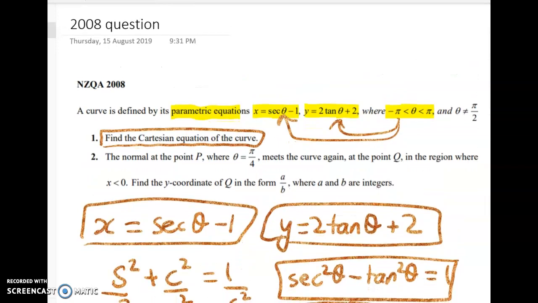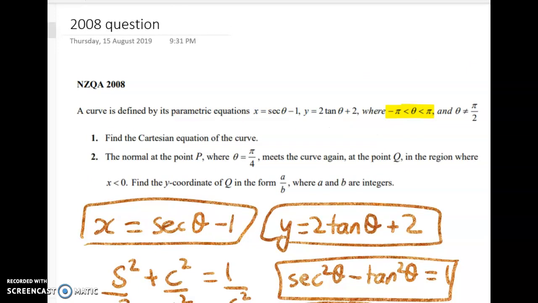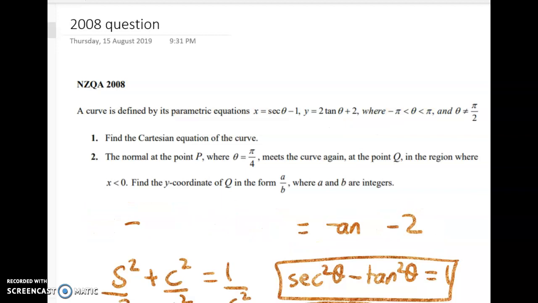I think that was worth 1 or 2 marks. And now we're going to look at the next part, where we're talking about a normal at the point P. So the normal at the point P, which is where theta is equal to pi on 4, meets the curve again at the point Q, in the region where x is negative. Find the y-coordinate of Q in the form a over b, where a and b are integers.